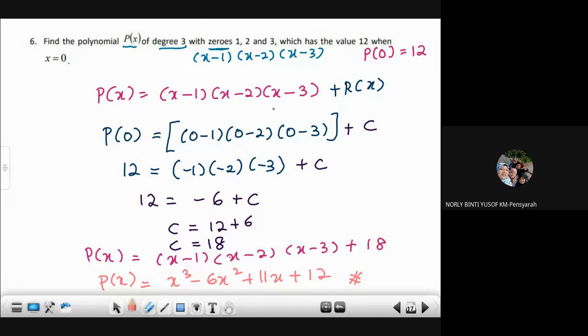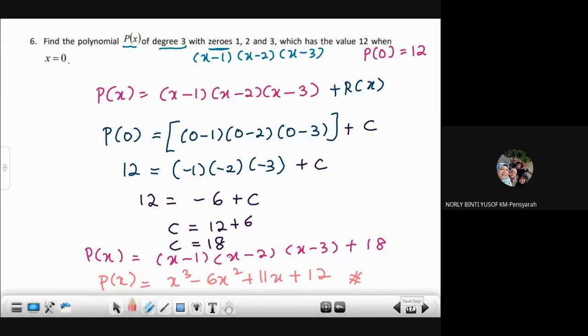Kalau daripada awal nak kembang, masuk pun boleh. Jawapan C dapat C 18, sebab reminder you tak tahu berapa kan. Ini sebab dia bagi x kosong, reminder 12. Reminder asal polinomial. Dan polinomial pun you tak tahu. Cuma you tahu zeros tu adalah you punya divisor kat atas ni. Divisor dan quotient lah. Maksudnya quotient plus divisor, darab. Okay, so that is last question.